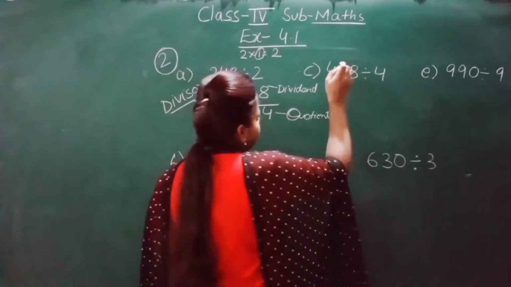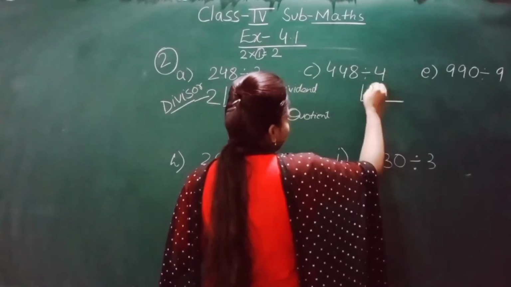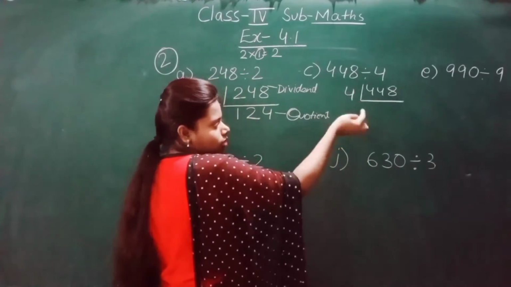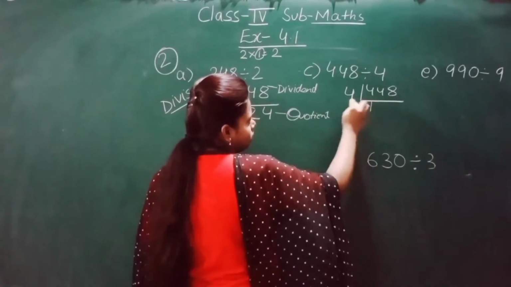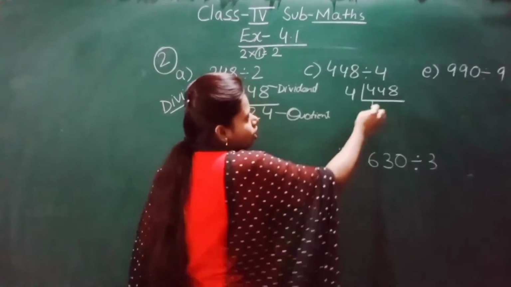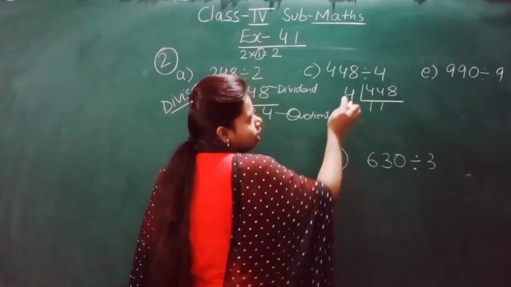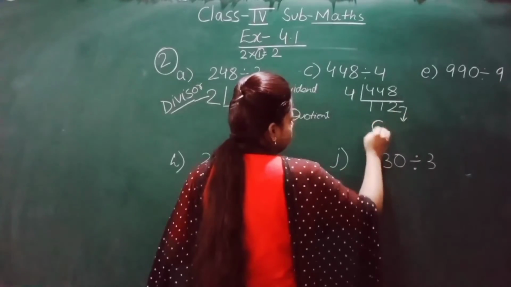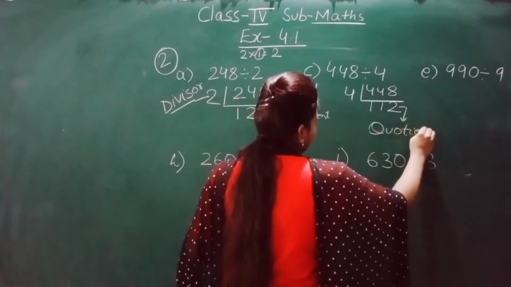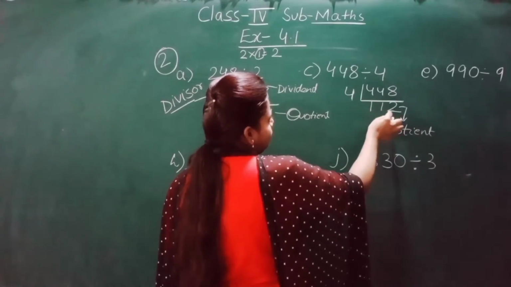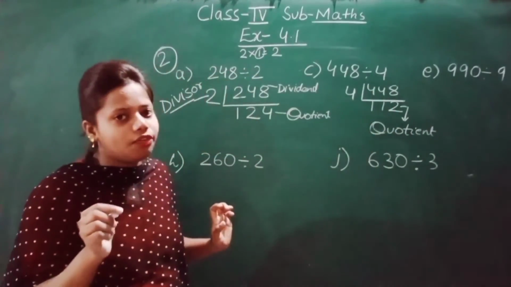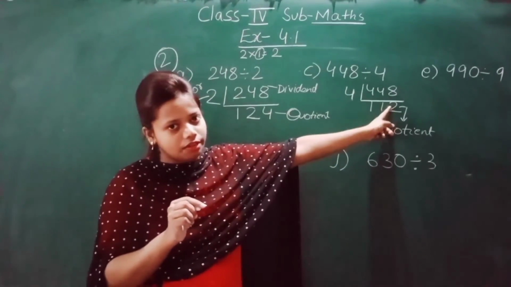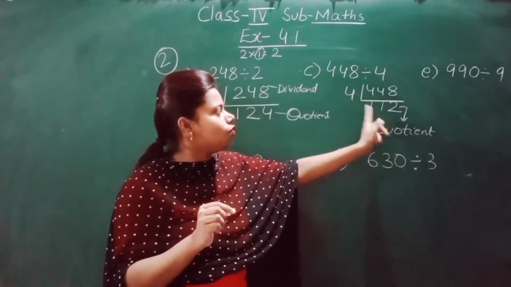Okay, now let's do this one. Same way, dividend will be inside, divisor will be outside. Now let's divide by 4. 4 1 ja 4, 4 1 ja 4, 4 how much are 8? 4 2 ja 8. So this is the quotient. 4 into 112 we will get 448. When we multiply the divisor and quotient, we will get the dividend.